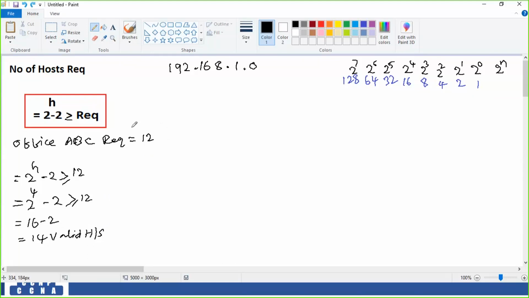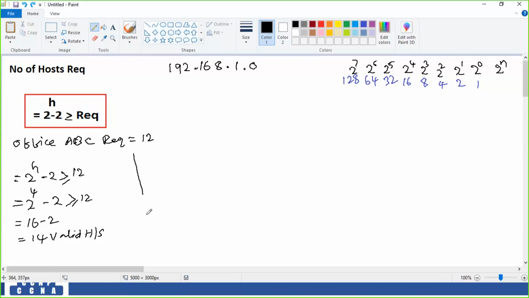Yes. But can we use 12 from 10? No. So that is the formula itself. It should be equal to or greater than. If greater, no problem. From 14, you can use 12. So we have 14 usable addresses, but our requirement is 12. Happily, from 14 you can use 12.